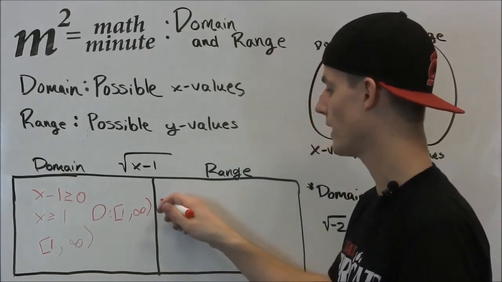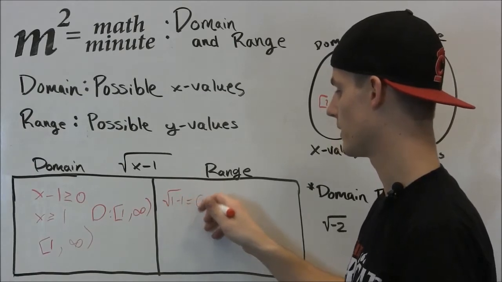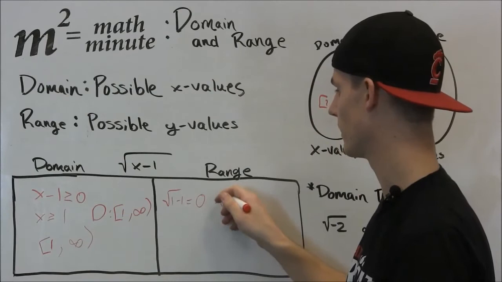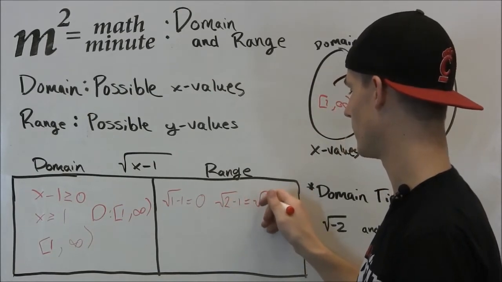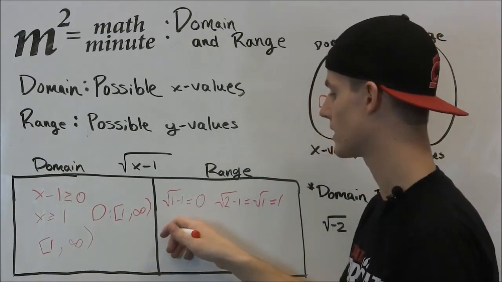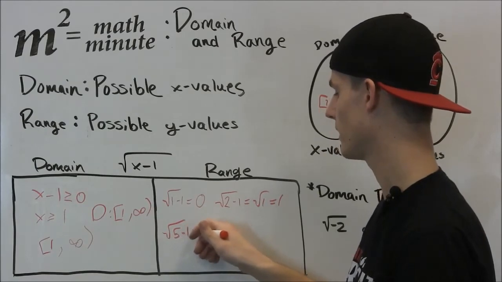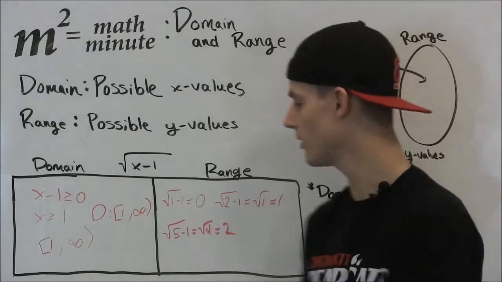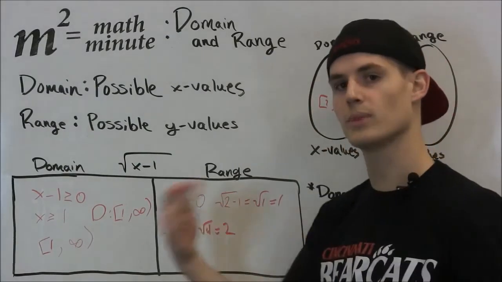So if we plug 1 in, we have the square root of 1 minus 1, which is 0. The square root of 0 is 0. Now if we plug in the square root of 2 minus 1, this is the square root of 1, which is 1. Now if we keep increasing, let's just take the square root of 5 minus 1 equals square root of 4, which equals 2. So as you've noticed, as we've gone from 1 to 2 to 5, we get bigger and bigger.